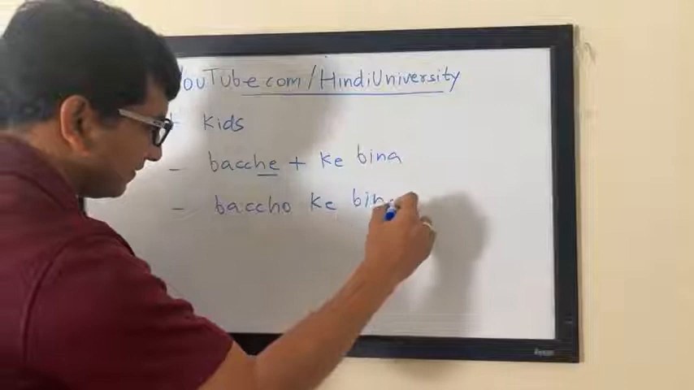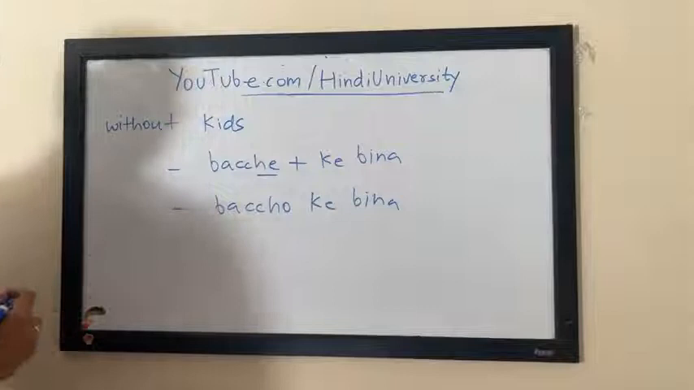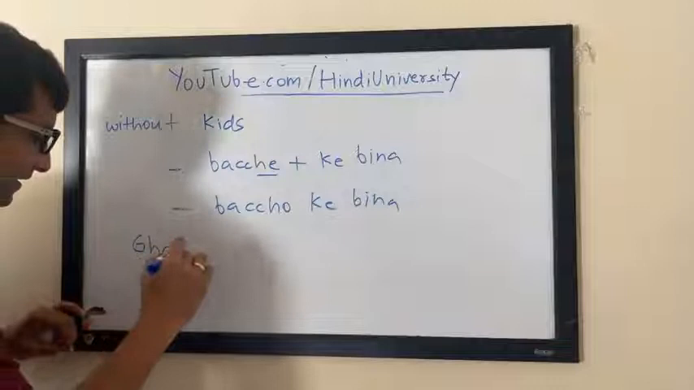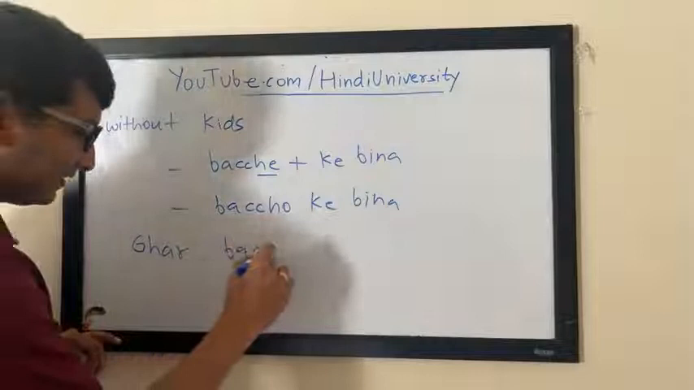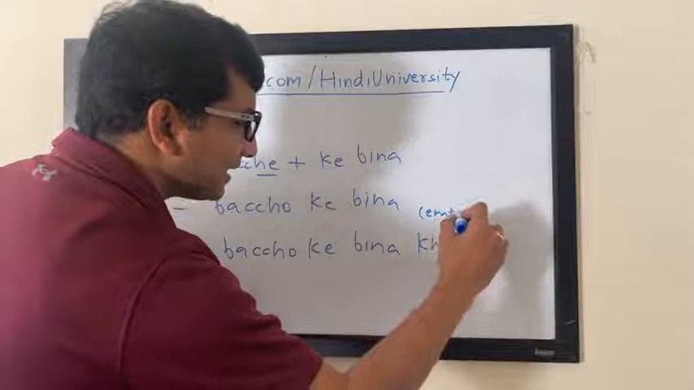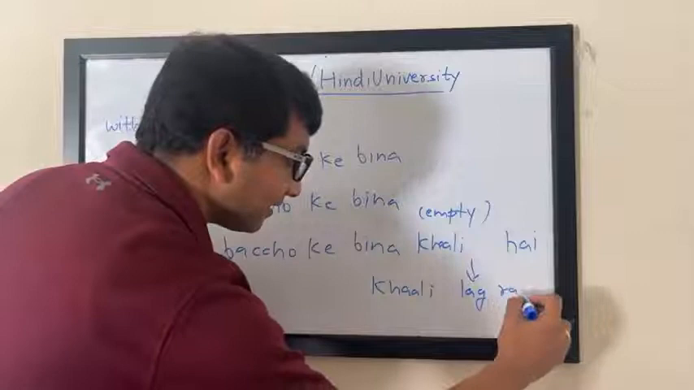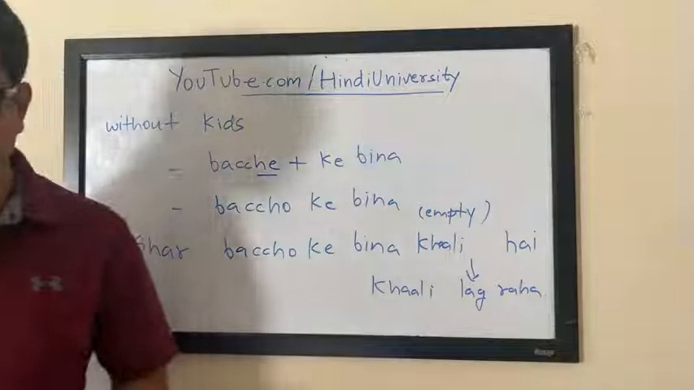Okay, and she makes a sentence like, the house feels empty without kids. Ghar bachon ke bina khali milti hai. Very good. Ghar bachon ke bina khali. Khali, she is really saying it as a form of empty. It's empty. Khali hai. Either you can say simply, or you can say khali lag raha hai. Yes, right? It's feeling, right? So khali lag raha hai, or it's empty without kids. Ghar bachon ke bina khali hai. Okay, I hope it makes sense.